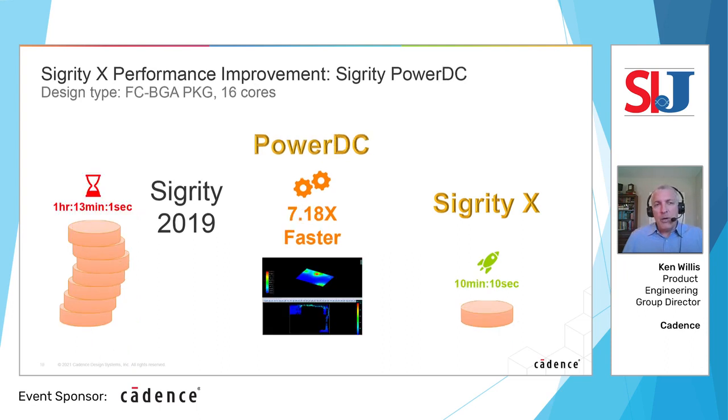This test case is for Power DC. And this is for a flip chip BGA package and uses 16 cores for the analysis. Originally, this took about an hour and 15 minutes. But with Sigrity X, we're down to 10 minutes and 10 seconds, which is a speed up of about 7.2x.